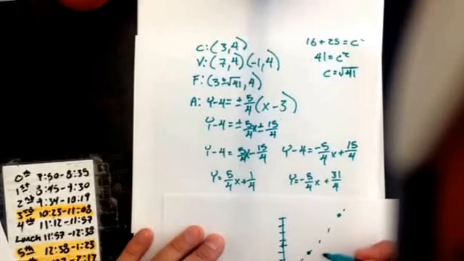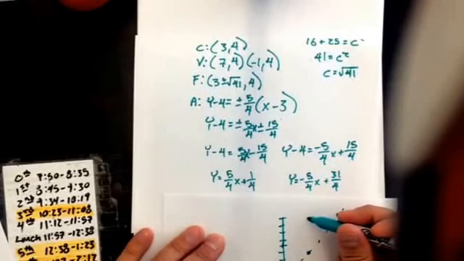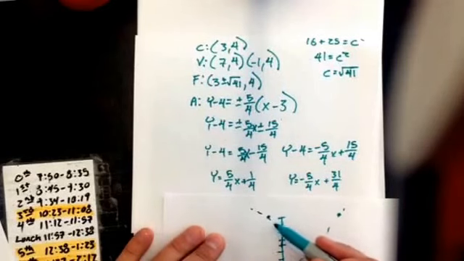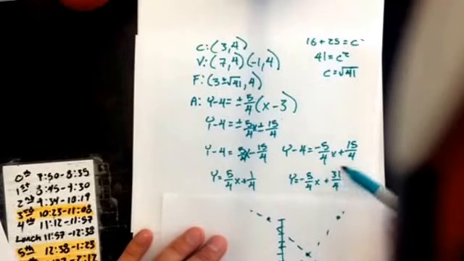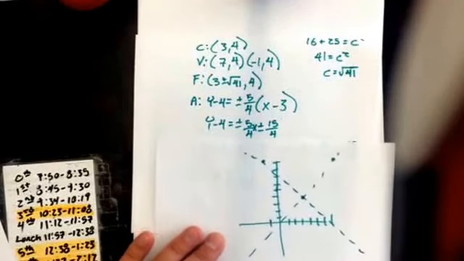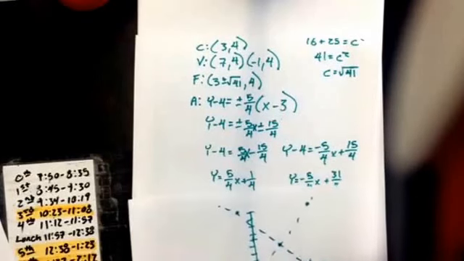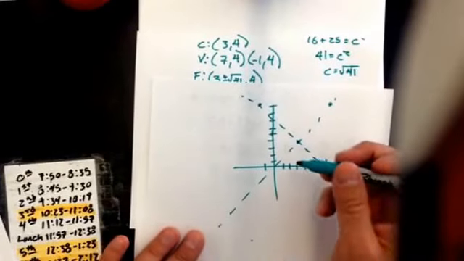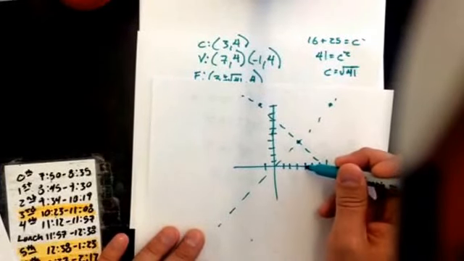And then we have a negative 5 fourths, which means I'm going to go up 5 and to the left 4. So 1, 2, 3, 4, 5, 1, 2, 3, 4. And a dashed line. And this would have given me the same thing if I would have done this y-intercept and a slope of negative 5 over 4. So I got my asymptotes on there.